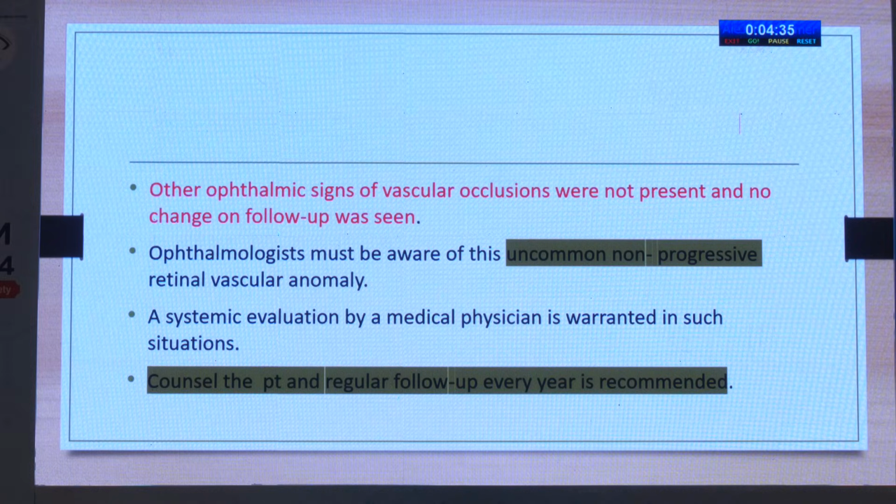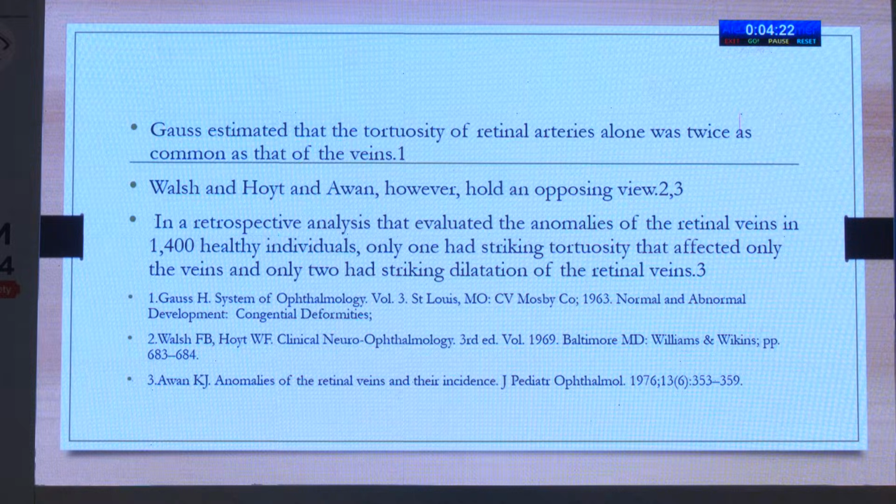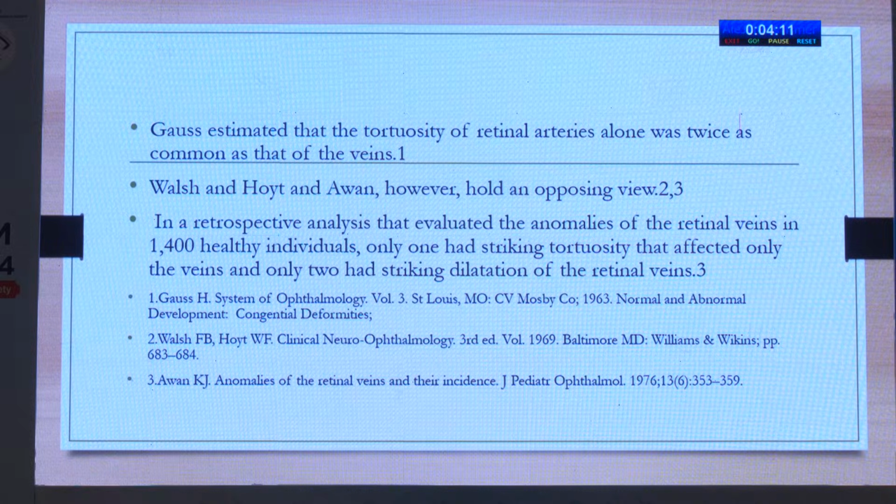I want to emphasize here that we ophthalmologists, like the non-retina people, must be aware of this uncommon non-progressive retinal vascular anomaly in order to rule out the abnormal one. From the history, Gauss estimated that tortuosity of retinal arteries alone is twice as compared to that of veins, while the study by Walsh had an opposing view.